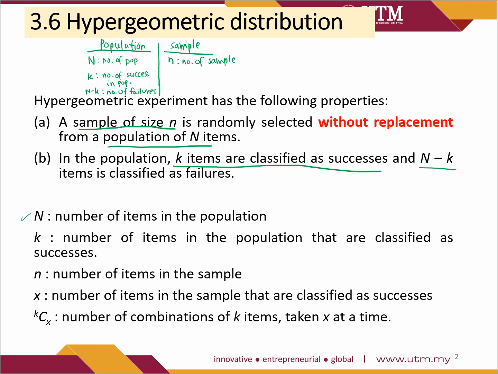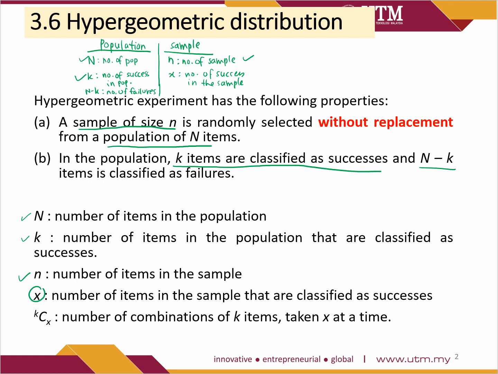The first one is N, number of items in the population. K is number of items in the population that are classified as success. And then we have n, number of items in the sample. And the last one, X. So X will be the number of success in the sample. So this is what we need to find for the hypergeometric.